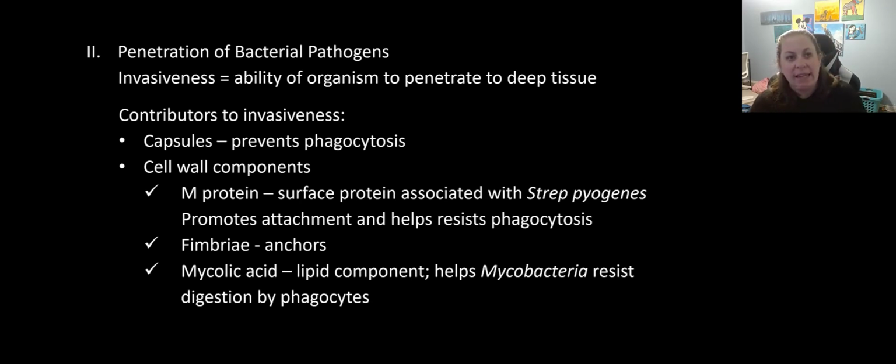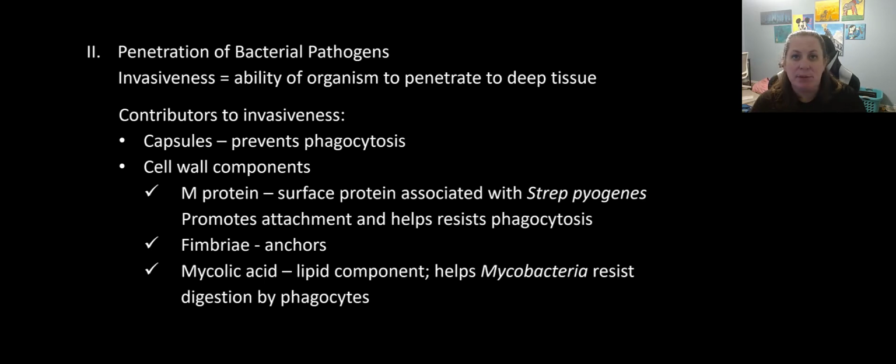So once they gain entry, the second thing they have to be able to do is penetration. So penetration means that they have to be able to invade. Invasiveness is the ability of the organism to penetrate to your deeper tissues. The deeper they can get, the worse they make you sick. So what are the contributors to invasiveness? How can they get in and actually invade your body?